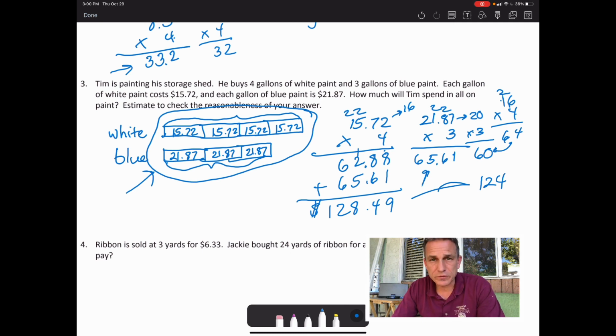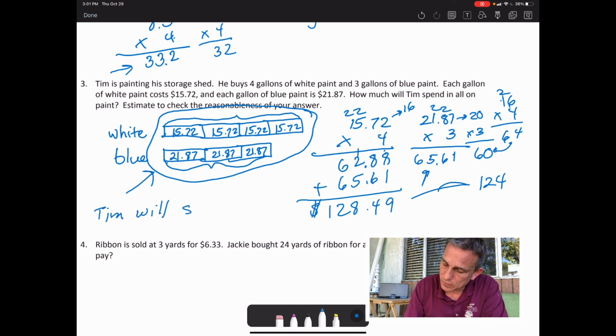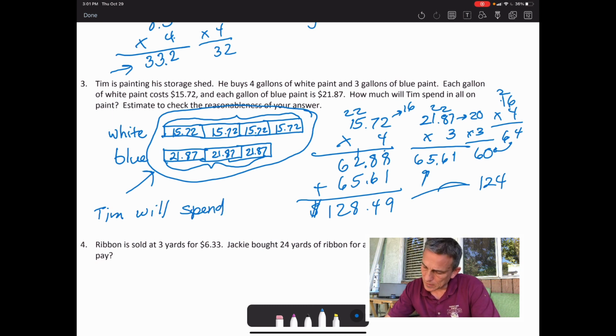And I still have to put this in a sentence that answers the question. So we have, how much will Tim spend in all on paint? So you're going to write Tim will spend $128.49 on paint.